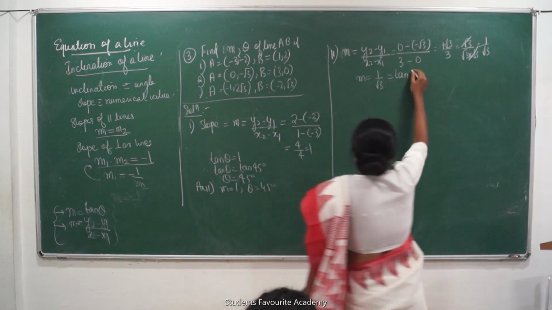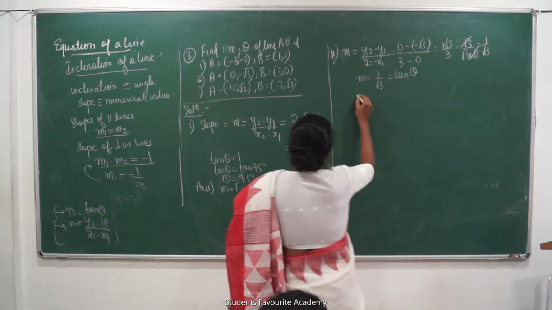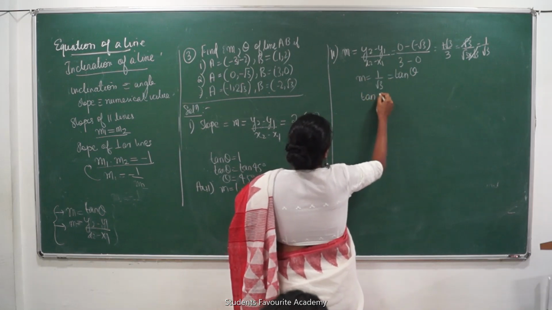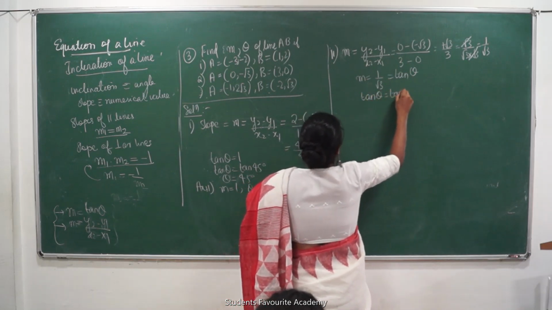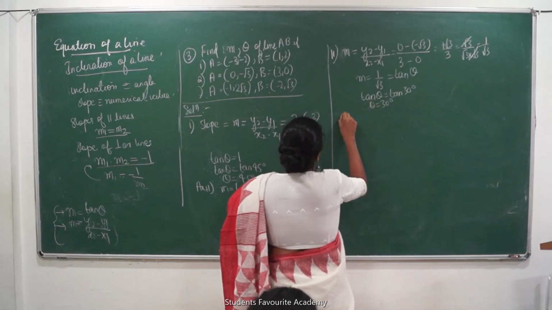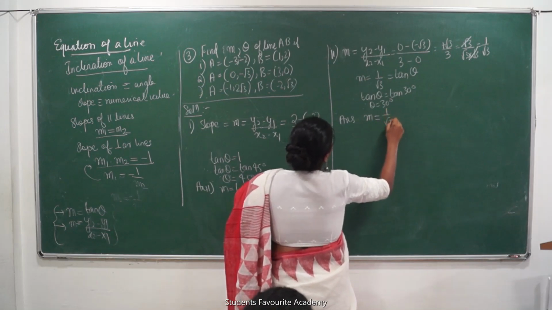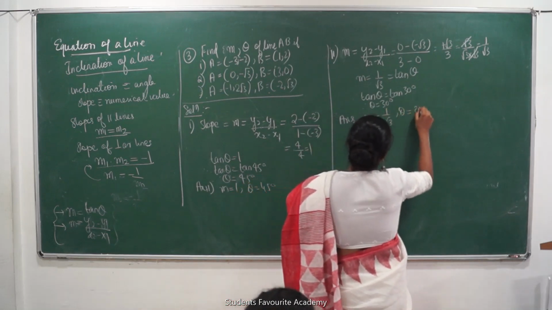So can I say is equal to tan theta? Directly बात मत करो, step by step. So therefore can I say tan of theta is equal to tan of 30 degrees. Therefore theta is equal to 30 degrees. So what will be the answer for this one? M is equal to 1 upon √3 and theta is equal to 30 degrees.